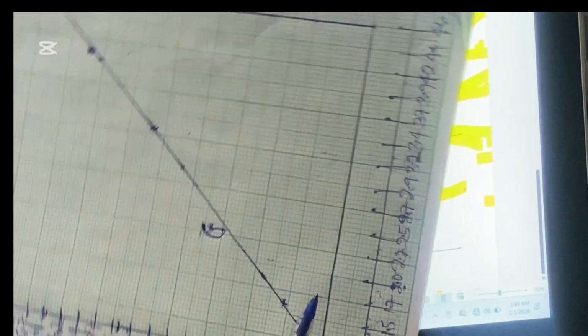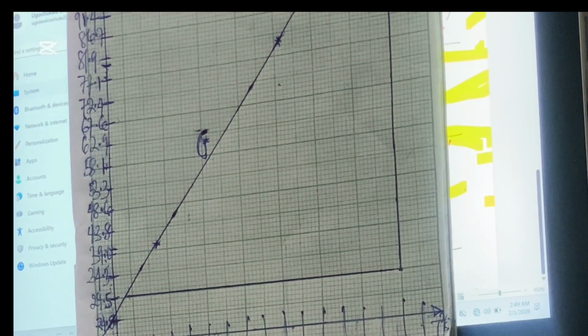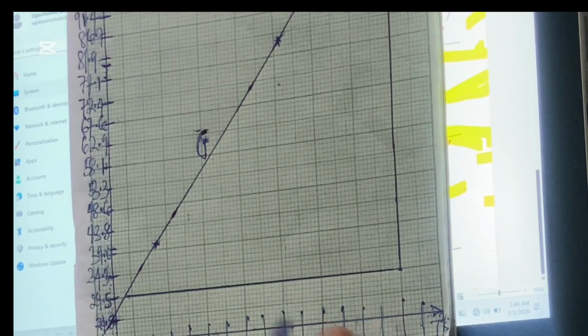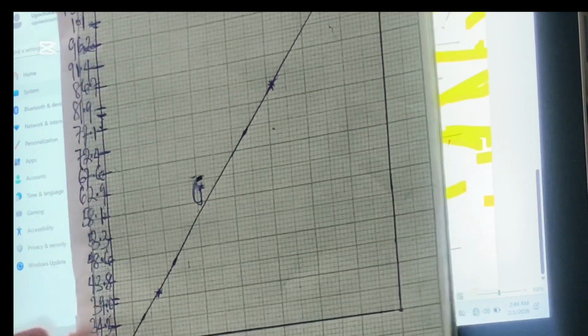So always make your slope large like this, okay? Now the next is, how do we calculate slope? So this graph is very okay. How do we calculate slope from this graph here?